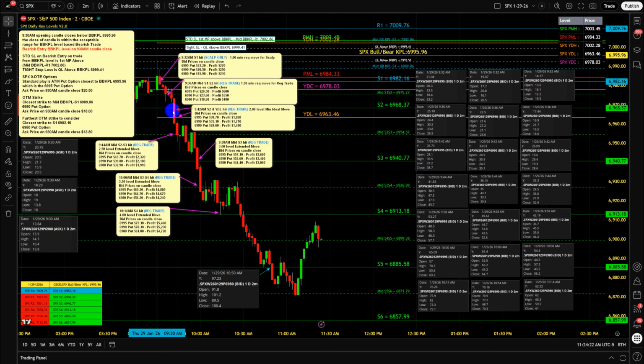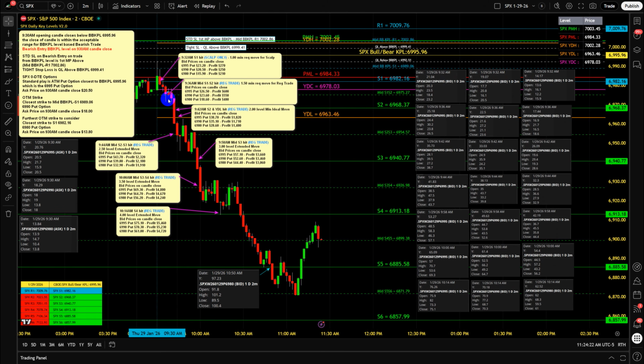Or you could have entered on one of these candles here for a bearish play off of the S2 level, just as an example. So you do not have to take the 9:30 a.m. candle trade if you do not want to. It is an optional trade under this strategy.